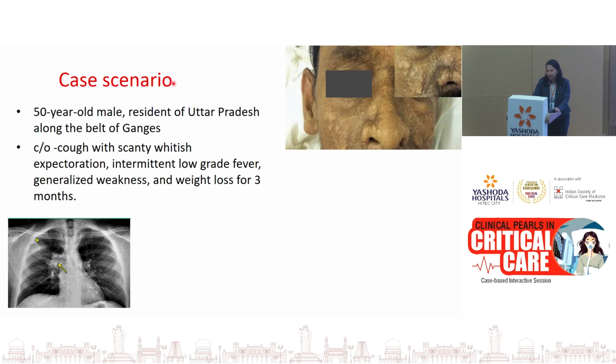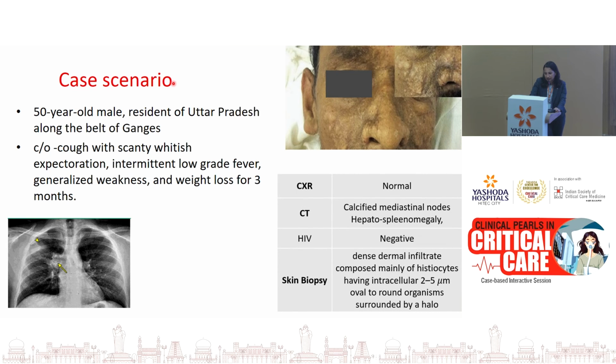This is another case. A 50-year-old male who was a resident of Uttar Pradesh along the belt of the Ganges, and he presented with a history of scanty whitish expectoration and intermittent low-grade fevers and skin lesions, as you can see in the picture. He had weight loss also for 3 months. The chest X-ray was normal. The CT showed calcified mediastinal nodes and hepatosplenomegaly.